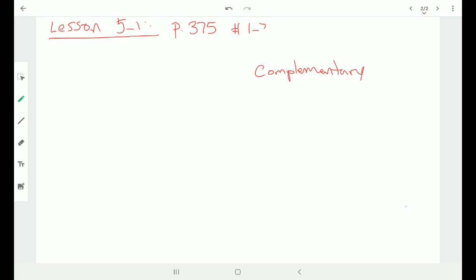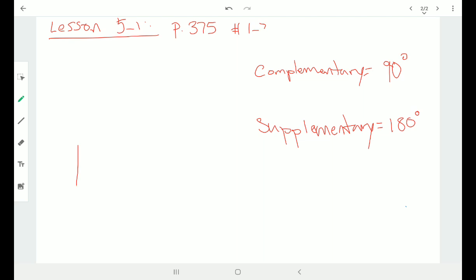So those two vocab words are very important. Complementary adds up to be 90 degrees. Supplementary adds up to be 180 degrees, okay? That's what the angle measures come up to, right?